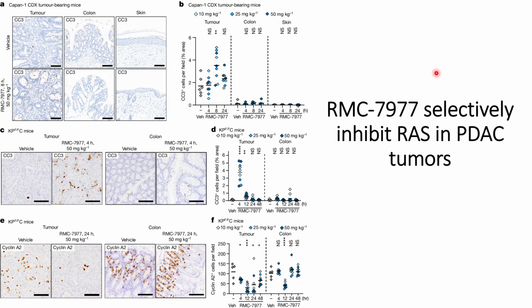This is the point they wanted to make: that RMC-7977 is more selective towards the tumor tissues compared to the normal tissues. If you need to understand more about these experiments in detail, you can go through the reference that is provided in the description.